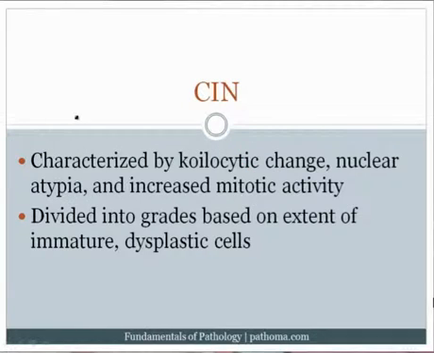All right, now if a patient were to get persistent high-risk HPV, the risk would be development of CIN, and basically CIN is dysplasia, bad growth, so that you get atypical cells with high NC ratio, increased mitotic activity, nuclear atypia, and koilocytic change because there's an HPV infection, and these cells begin to pile up in the epithelium of the cervix. And based on the extent of these dysplastic cells, we can divide CIN into multiple subtypes. So let's do that here.